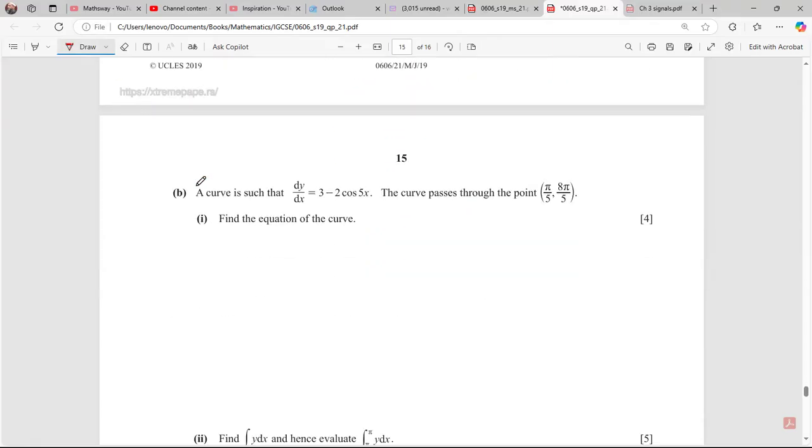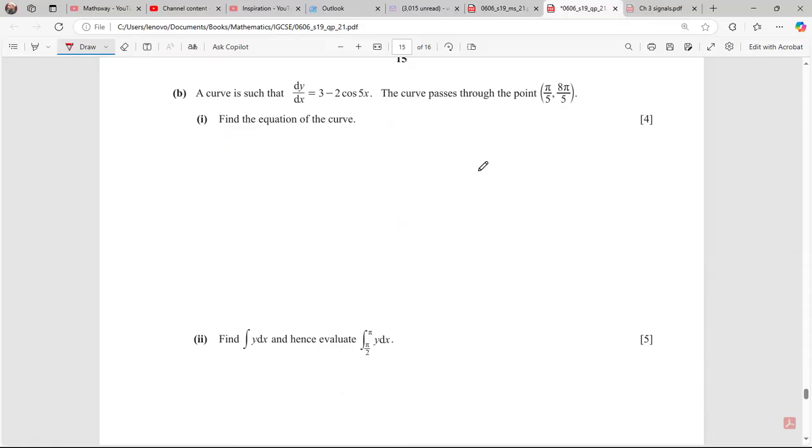Okay, now we will do this question. A curve is such that its slope, or derivative, is this thing, and it passes through this point. We need to find the equation of the curve. So basically we have this information, and based on it I need to find the curve, which is y equal to some function of x. Okay, so I will start this way.